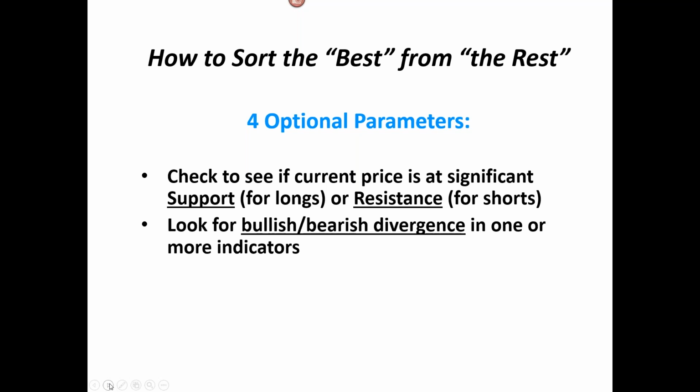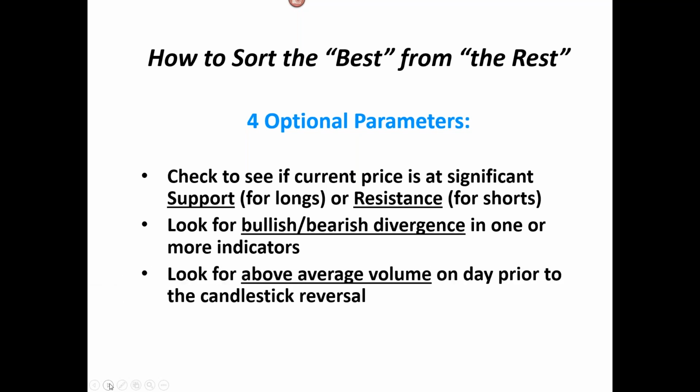And we could also look for bullish divergence if we're going long, or bearish divergence if we're going short, in one or more of the indicators. So put on the CCI indicator or the RSI indicator and see if at this lower low we're seeing a higher low in the indicator. That would be bullish divergence. That would be a very positive sign that we're going to get a fast snapback.